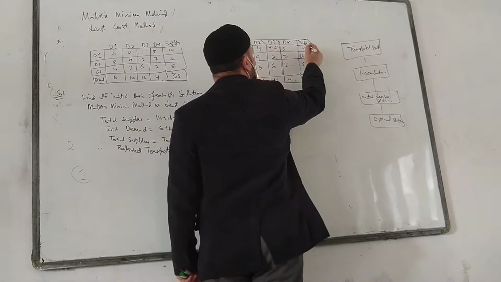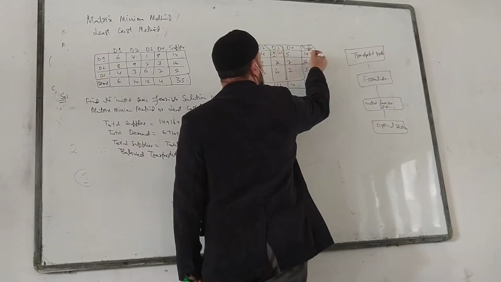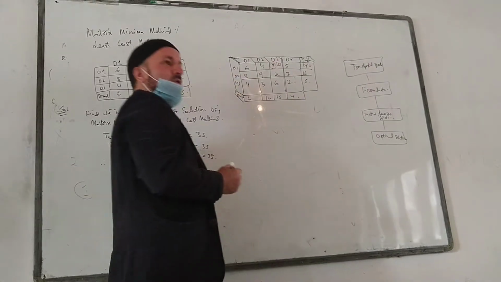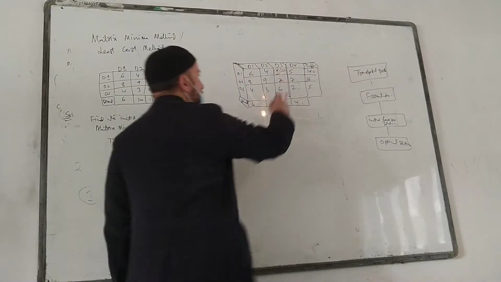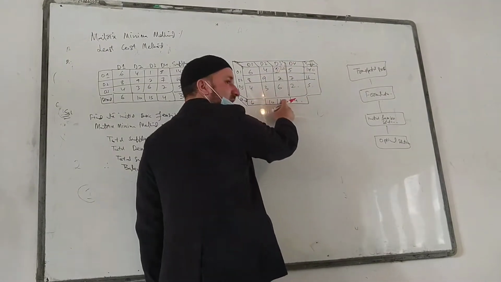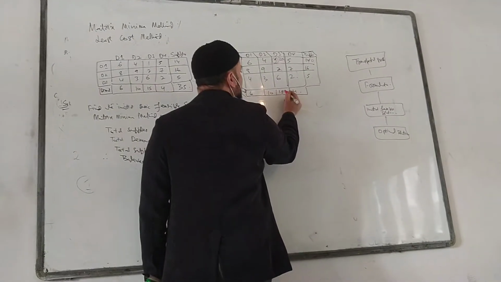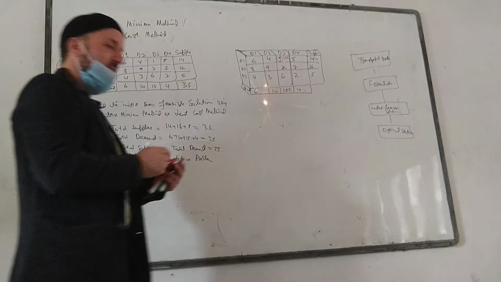Assign. When this 14 is assigned, how much is left out? 0. Because you are assigning 14 to it. Now you are assigning 14 from the demand. So how much is left out? 1. Okay?